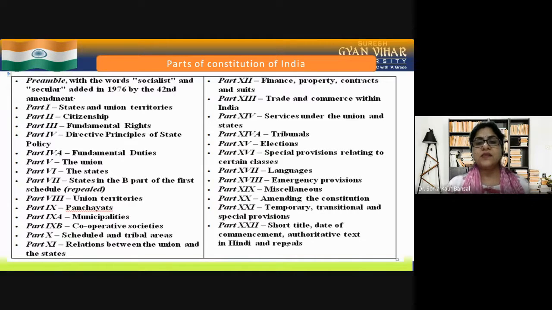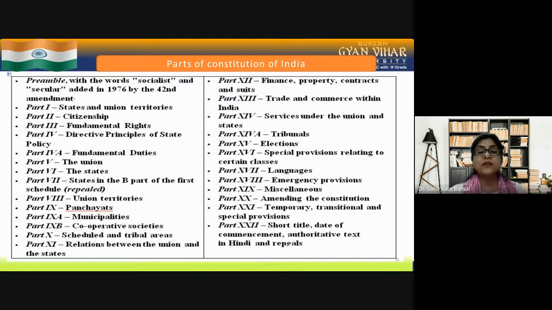Part 12 is related to finance, property, contracts, and suits. Part 13 is related to trade and commerce within India. Part 14, services under the union and states. And Part 14A is related to tribunals. Part 15 is related to elections. Part 16 is about special provisions relating to certain classes. Part 17 is related to the languages used in India.